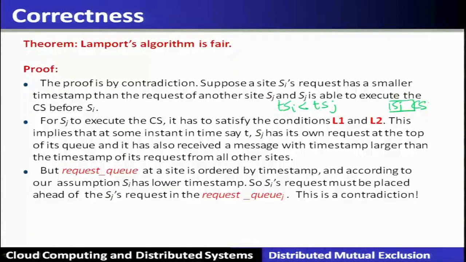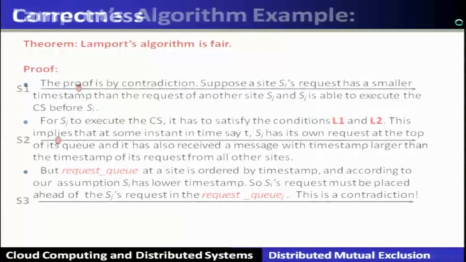According to our assumption, SI has the lower timestamp. So, SI's request must be placed ahead of SJ's request in the request queue, which is a contradiction. Hence, it achieves fairness in the sense that it follows the FIFO property, the property that the request with the lower timestamp has higher priority.